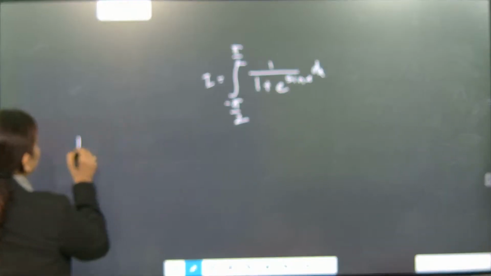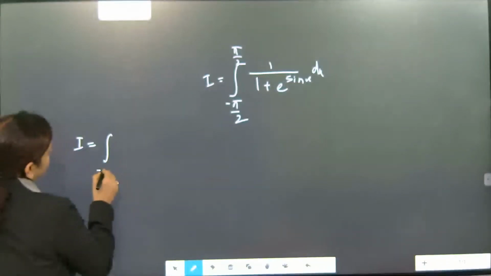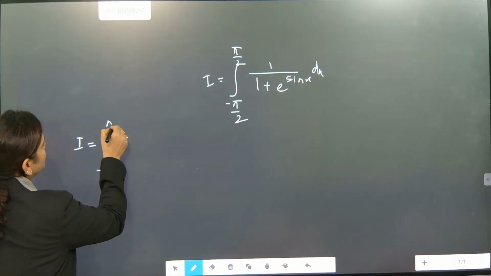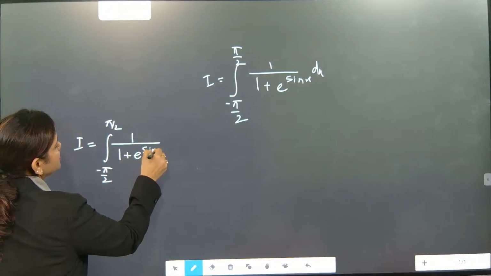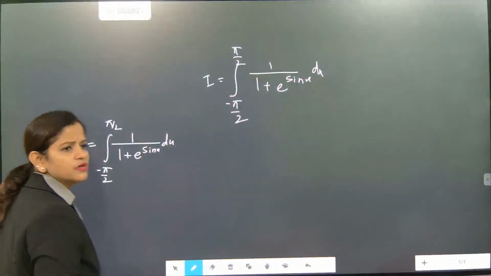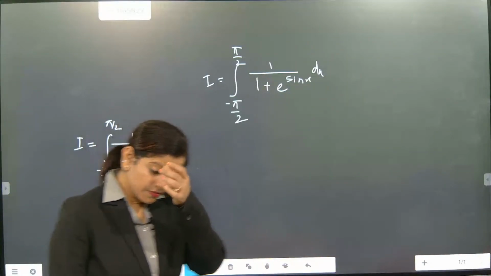Hey, listen. I is equal to the integral from minus 5/2 to 5/2 of 1 by 1 plus e to the power sin x. Enough. Come on, others solve please.